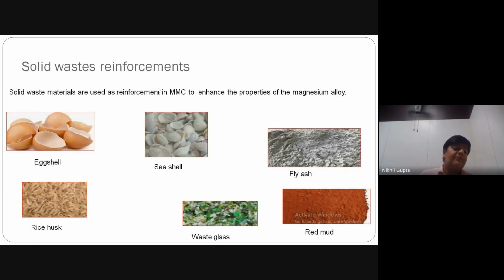But in this paper, I would discuss only solid waste reinforcement material. Solid waste reinforcement materials are used as a reinforcement in magnesium metal composite to enhance the property of the magnesium alloy. Sir, I have read the literature review in which I found that XL is also used as a reinforcement material in magnesium alloy. C-cell is also considered as a reinforcement material. Fly ash is also considerable to enhance the property. Rice ash can also be considered. Sir, waste glass and red mud can also be considered to enhance the property. Similar other materials are also there, sir.